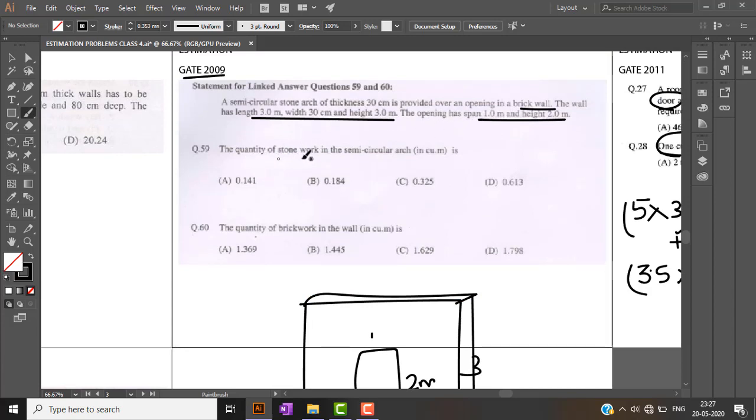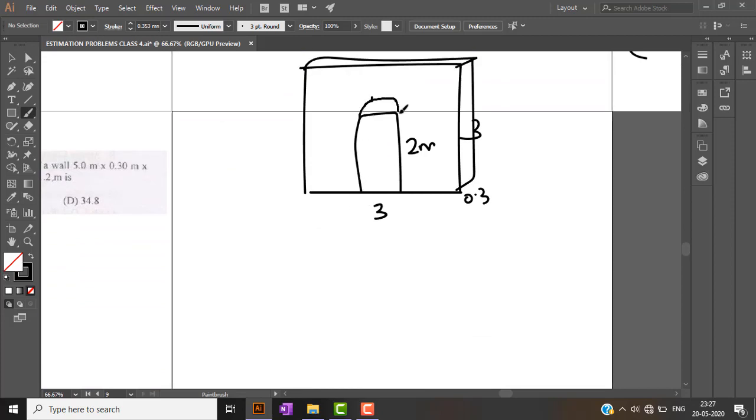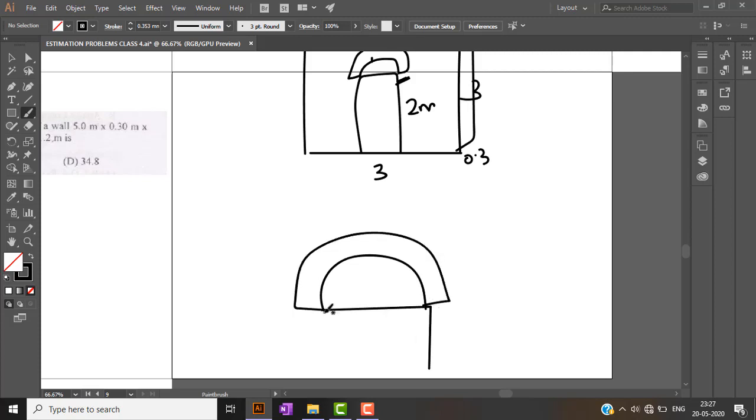They are asking the quantity of stonework required for a semicircular arch. The arch has a thickness of 30 centimeter. So there is an arch over this opening, like this. If we zoom the diagram, it will be something like this. This is an arch, this is a top opening. This arch is 0.3 meter thickness and this opening is 1 meter in width.